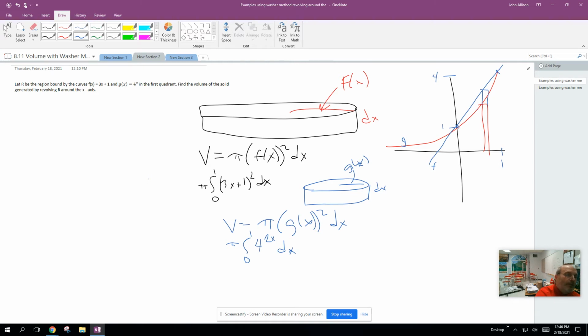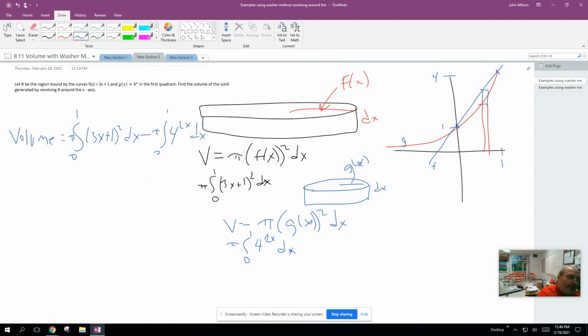So my answer, the volume of this solid, is equal to pi times the integral from 0 to 1 of 3x plus 1 squared dx minus pi times the integral from 0 to 1 of 4 to the 2x dx.